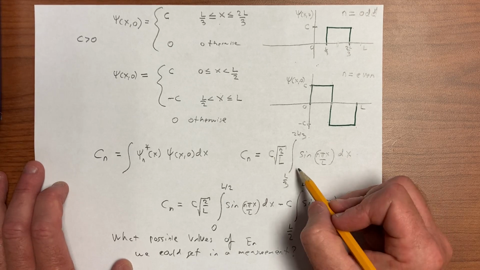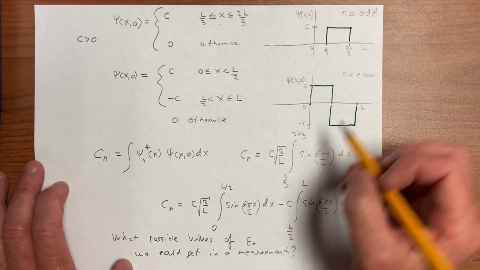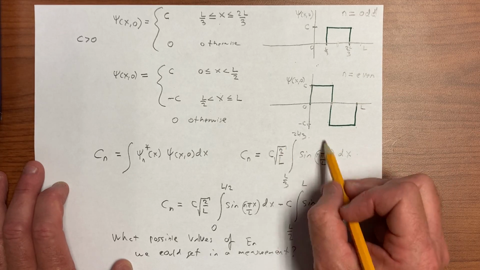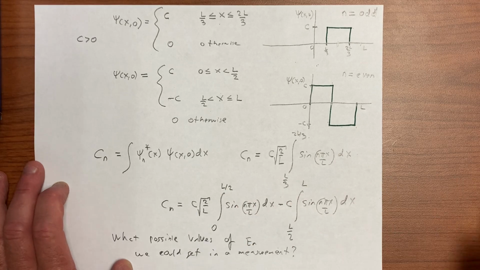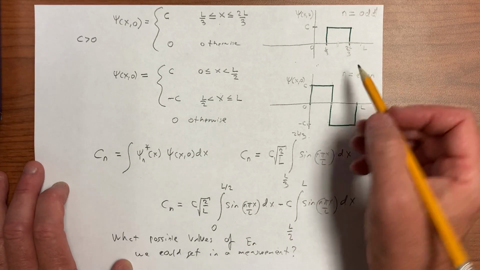We would see that n odd are the only contributions to this one. It's an infinite sum of odd n's. And here we would only get an infinite sum of the even n's.